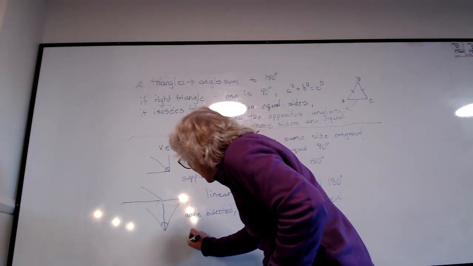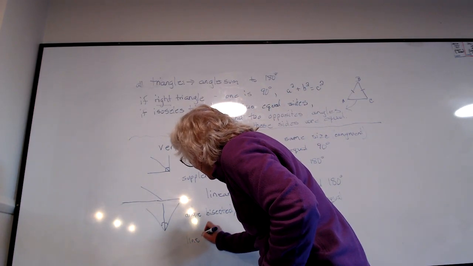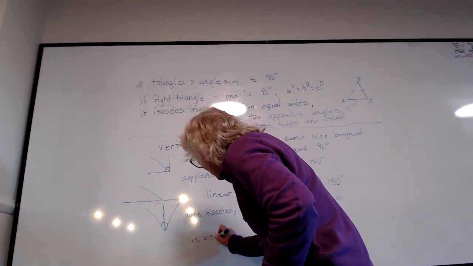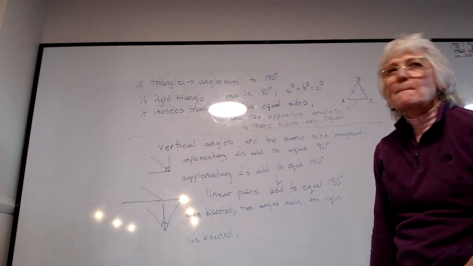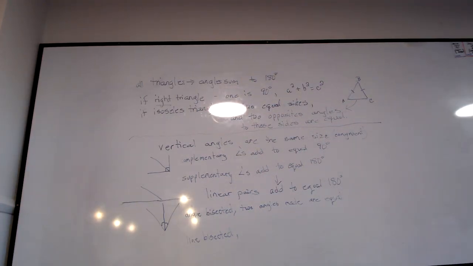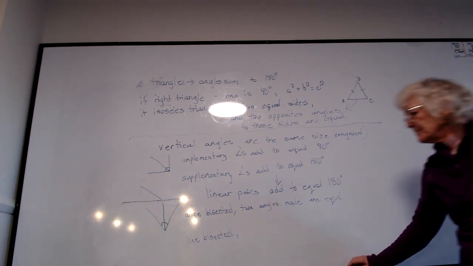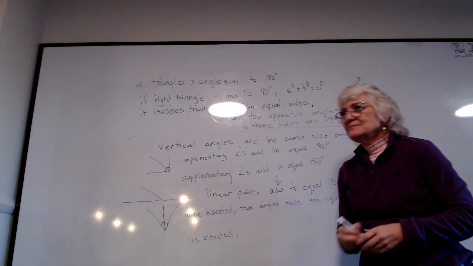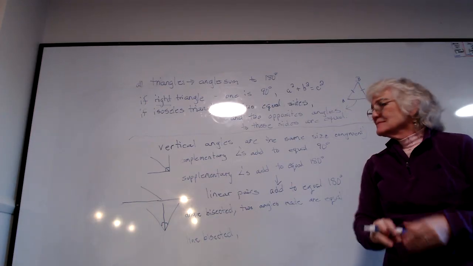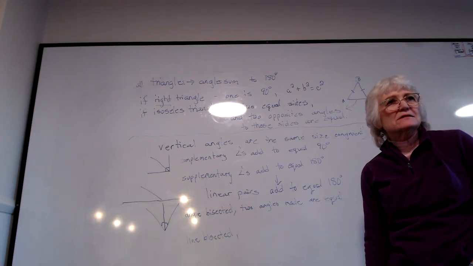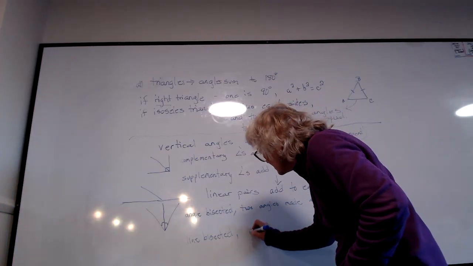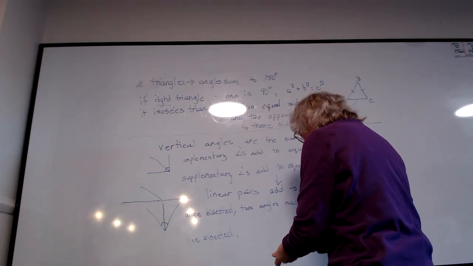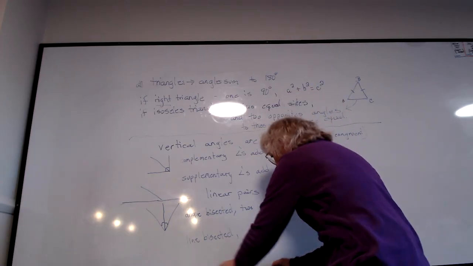If a line is bisected, what do we know? There's actually quite a few things we know when we bisect a line. What is it that we know? Anybody know? Yes. Well, it's split into two equal, okay, it made two equal points.